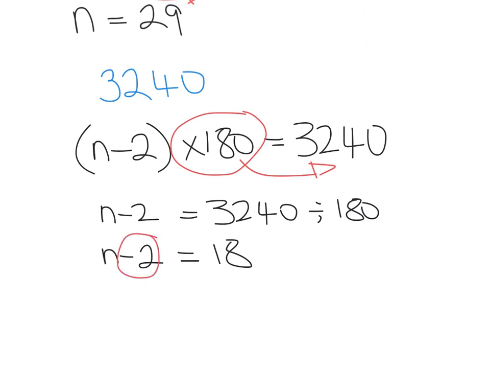And finally again, we'll swap side, swap sign with our minus 2. So minus 2 becomes plus 2, so n equals 20. Alright guys, there's 3 examples. All the best now, good luck.